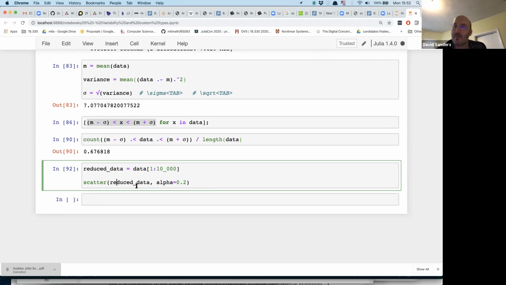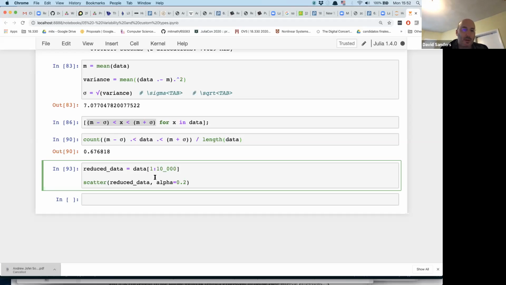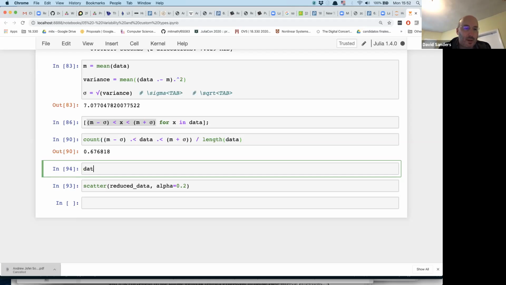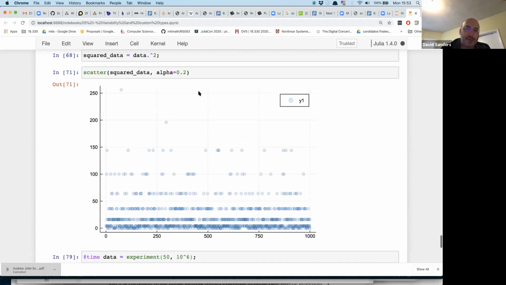What's going on? Why is this not giving me anything? What? My notebook is all messed up. I can't do anything. If I do that, it doesn't do anything. This is very annoying. I'm going to restart, I guess. I can't even restart. Yes, I can. Okay, sorry about this. That's very frustrating.